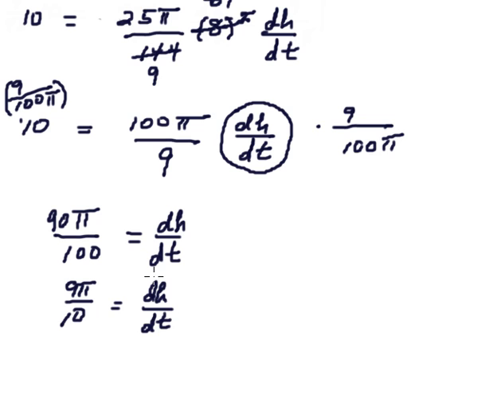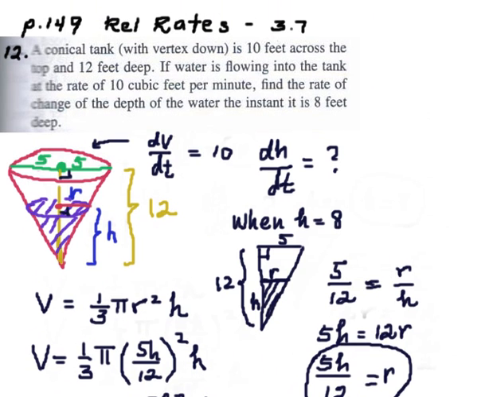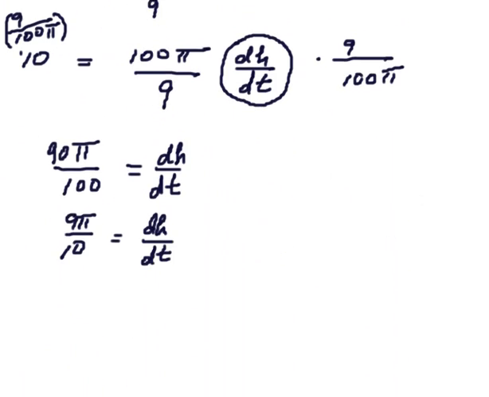h is a linear measurement, so our units here are, let's see what our original units were. I think they were feet and minutes. Feet and minutes, yes. So our units are feet per minute.